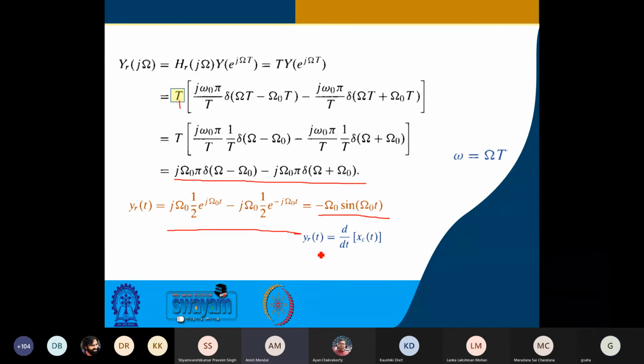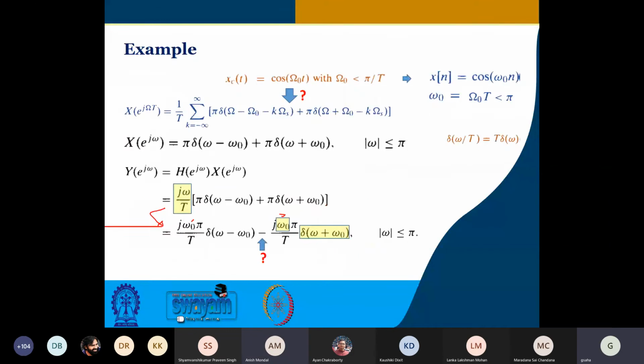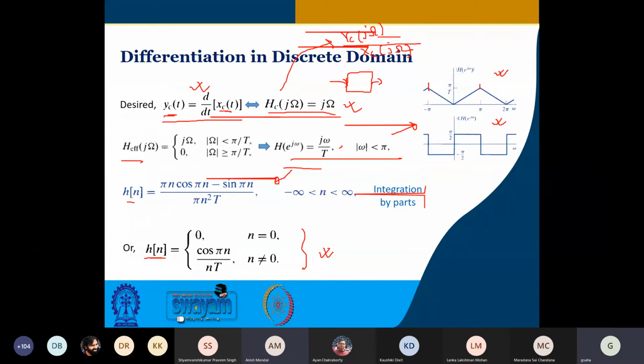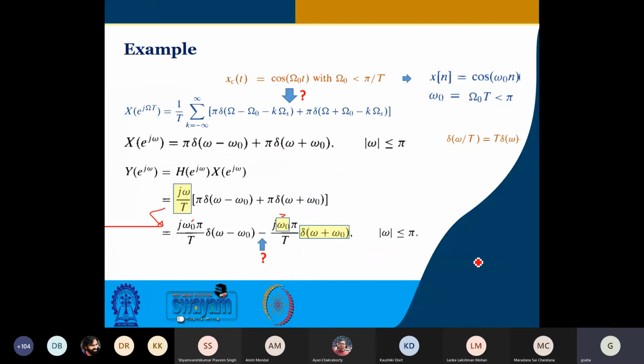Sir, in this case, the impulse response is not causal. What do you mean? Sir, h[n] is not causal, right? Yeah, you will be shifting it to the right. I do not know whether you have discussed it or not. In such cases, we always shift it to the right and allow some delay. So this output will be a delayed version of cos omega naught t. It will be differentiated but delayed.